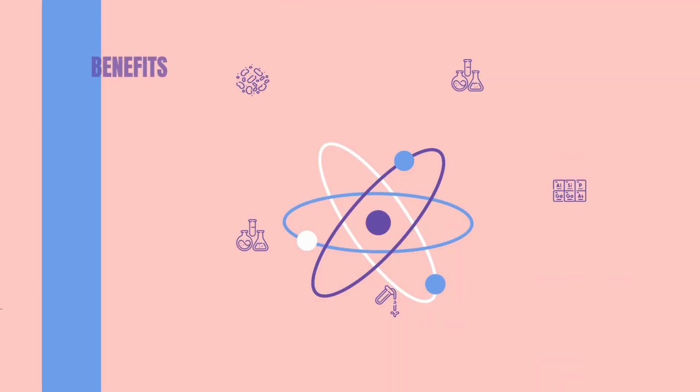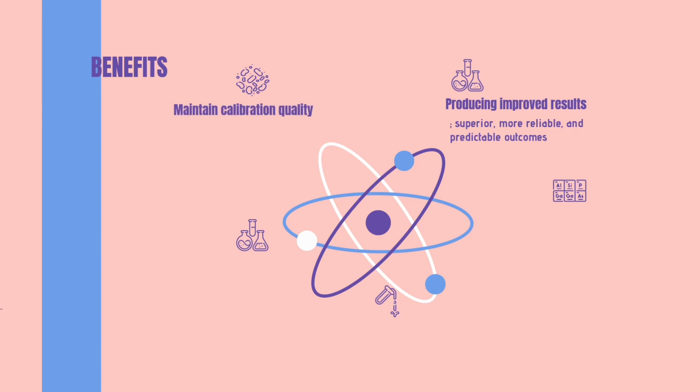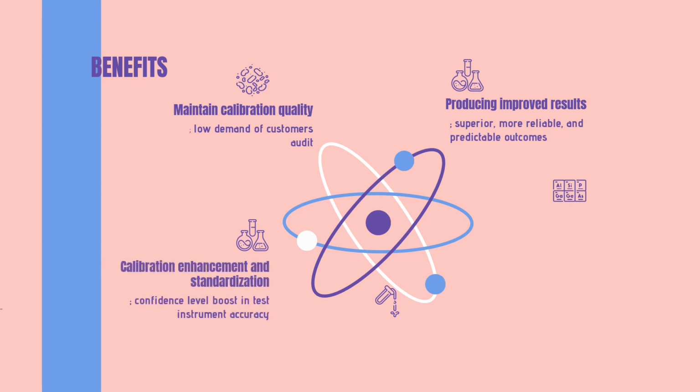The implementation of ISO 17025 improves product testing and calibration results. It brings benefits by maintaining calibration quality, which results in low demand for customer audit. Then, it also boosts confidence level in instrument accuracy test as the calibration is achieved and being standardized internationally. The standardization preserves more time and cost in the lab as there is no need for retesting of products. Thus, this helps in efficiency of laboratory quality standards as well as performances, which also improves the customer's satisfaction.